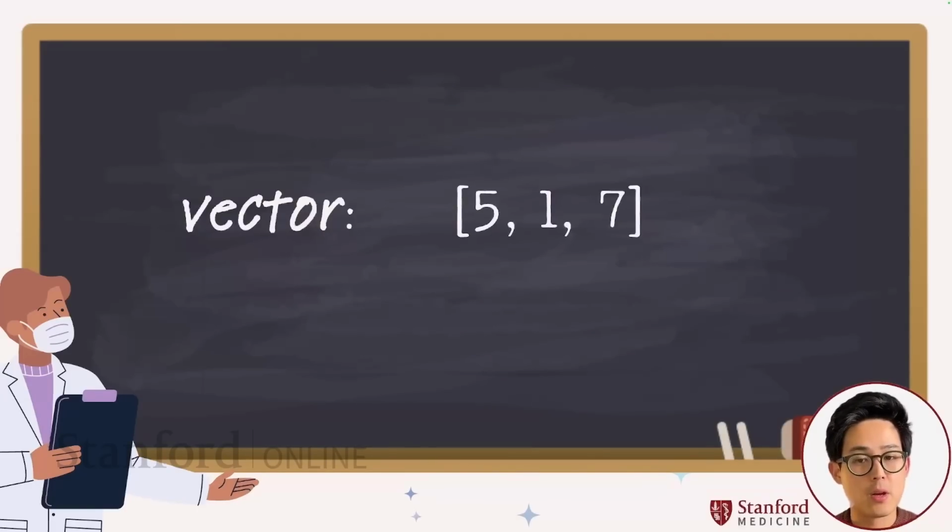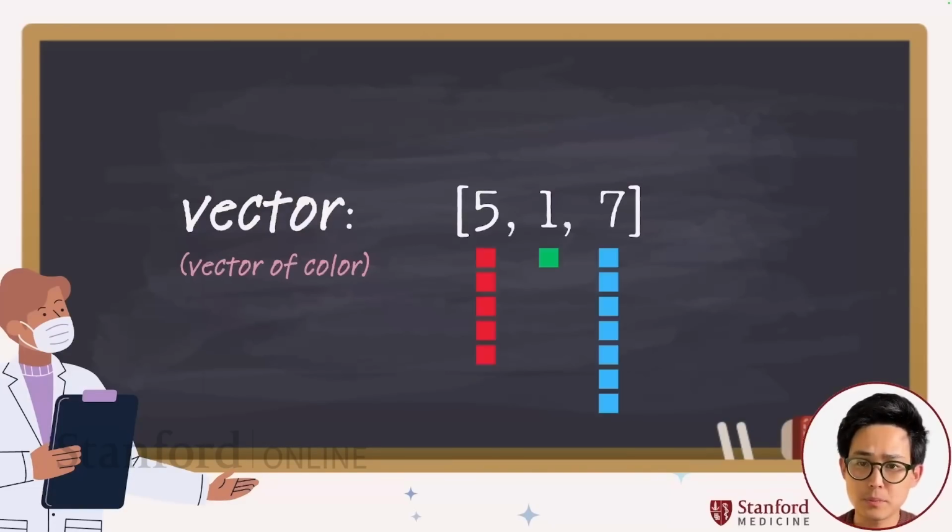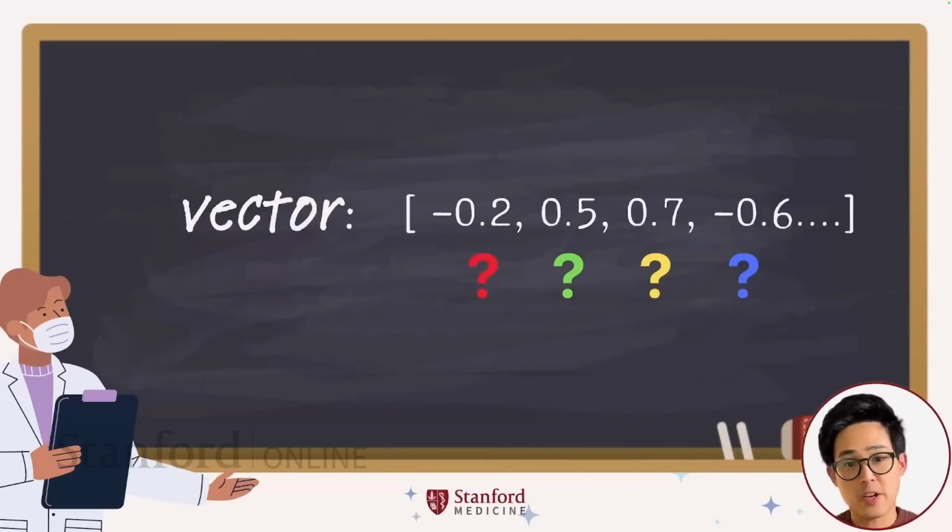Here is a vector. A vector is just a list or an array of numbers. For example, this is a three-dimensional vector because it has three numbers. Now, this vector by itself could represent all kinds of different things. It might represent force in a 3D space, for example, maybe 5 newtons in the x-axis, 1 newton in the y, and 7 in the z. Or it might represent color using the RGB model, 5 units of red, 1 green, 7 blue. A vector doesn't really have any inherent meaning. It's just numbers until we assign a meaning to it based off of the context.